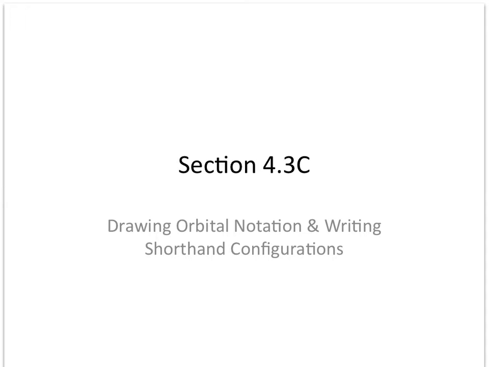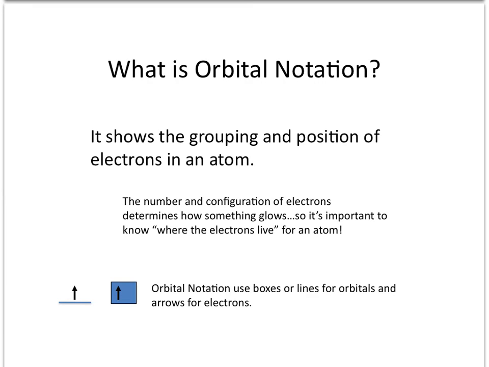In this section, we will continue with electron configuration. We will look at it in terms of drawing the orbital notation and writing shorthand configuration. Orbital notation is another way of explaining where the electron is located within the atom by showing the grouping and position of the electrons in the atom.